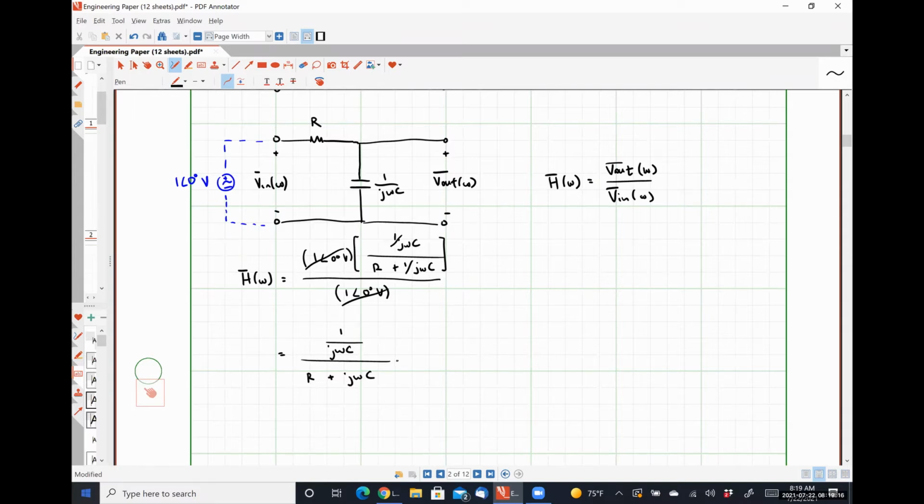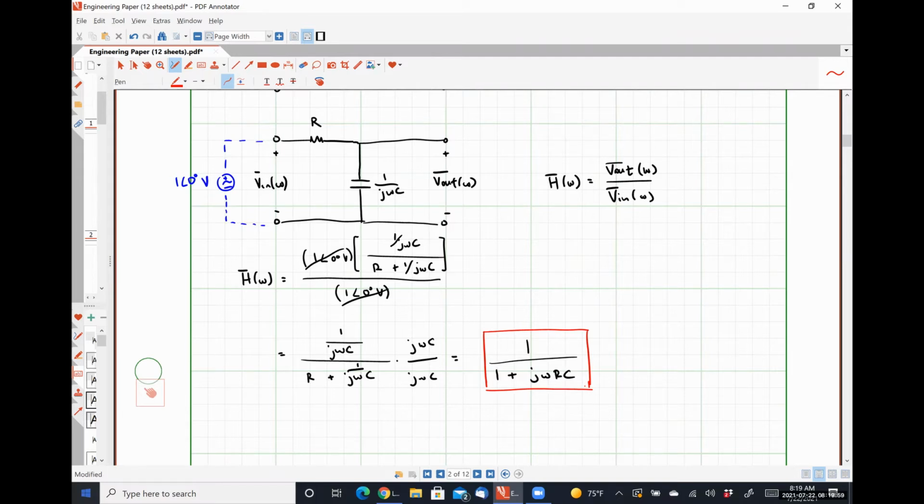And then I'm going to multiply this by a factor of j omega C, excuse me, that should be 1 over j omega C, just because I don't like having fractions in my numerator and denominator. And what I'm left with is 1 over 1 plus j omega RC. So this is my transfer function, okay?